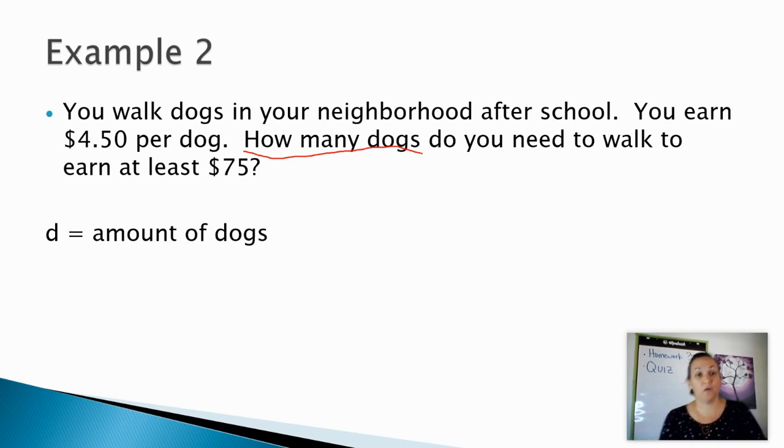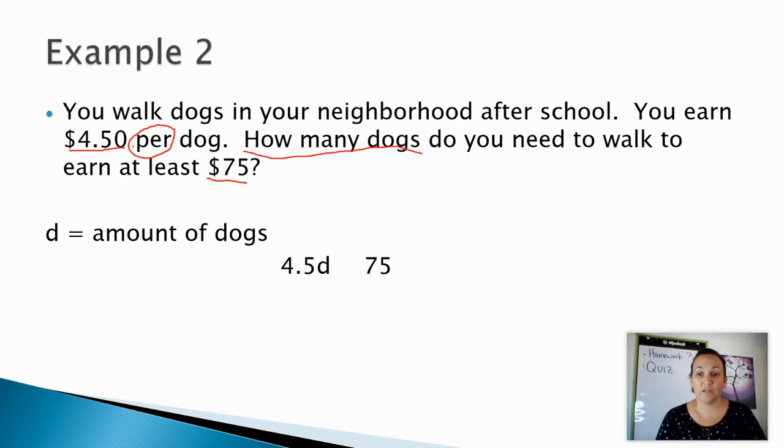Next, I need to write my inequality. I always like to start with the total number. So the total amount of money that I'm hoping for is $75, and I'm going to write that on the right-hand side. We've learned in this class that the word per or the word each means that this number should be multiplied with your variable. So I'm going to multiply 4.5 times my variable, the letter D.